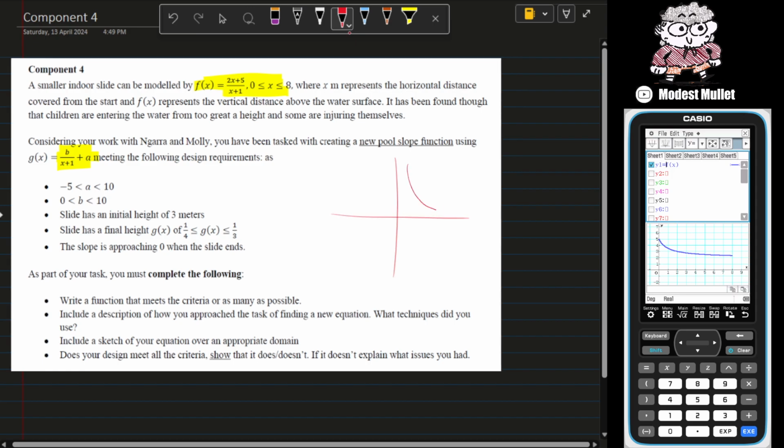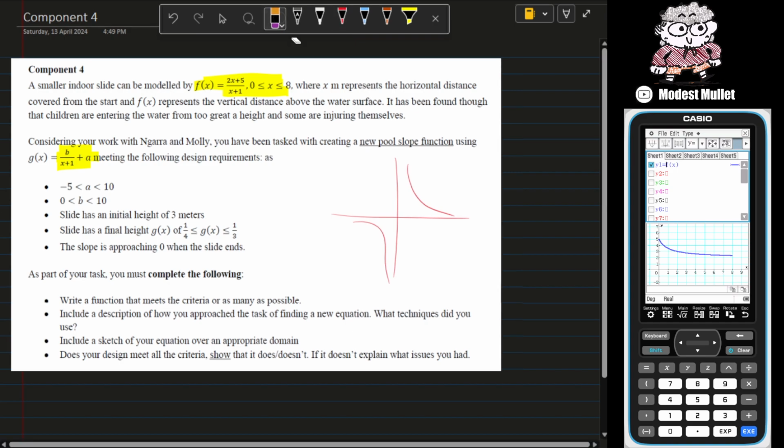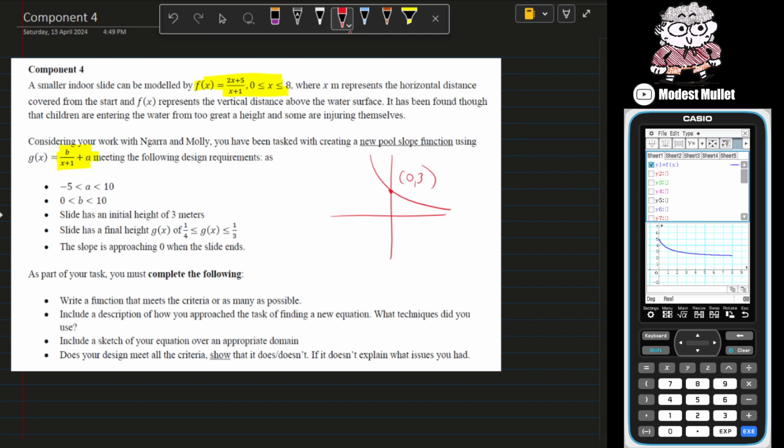So we think it's going to be something like that. But we have some requirements to meet. We have to have a between -5 and 10. We have to have b between 0 and 10. The slide has to have an initial height of 3 meters. That's a really important fact, that our line needs to come through 0,3, like so. We can't leave our asymptote on the vertical axis, which is actually already natively happening for us. Because of the x plus 1, we have an asymptote at x equals -1.